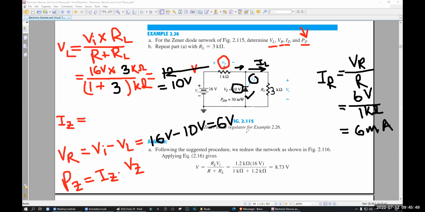So what about the IL? Let's find out the IL, because IL is easier to find out because it is a resistance. The formula is VL divided by RL. VL is equal to 10 volt. RL is equal to 3 kilo. So the value is 3.33 milliampere.